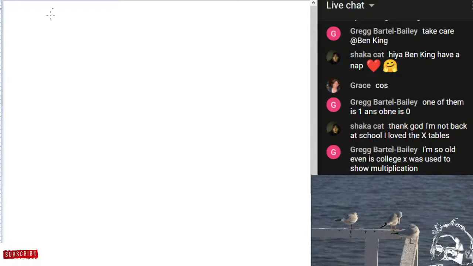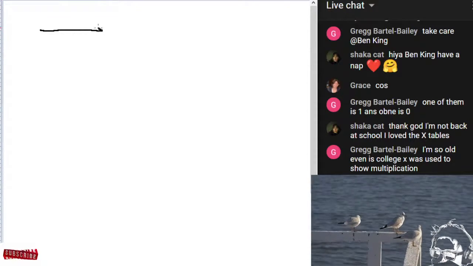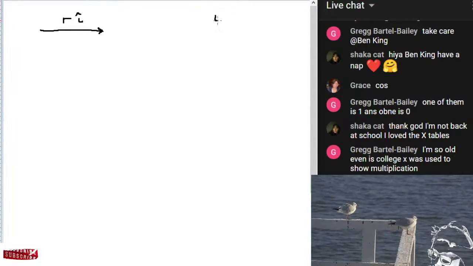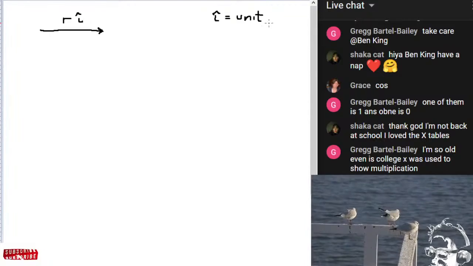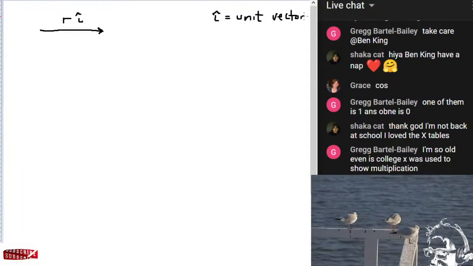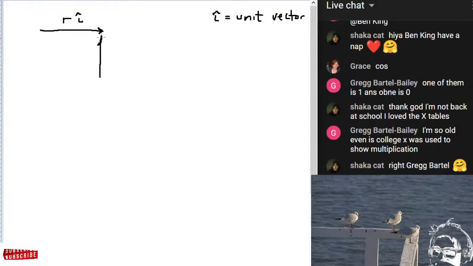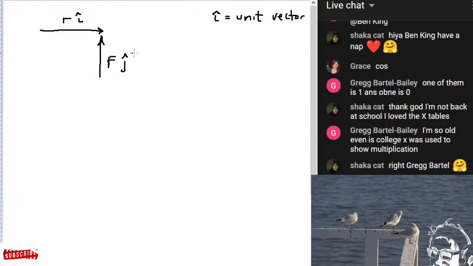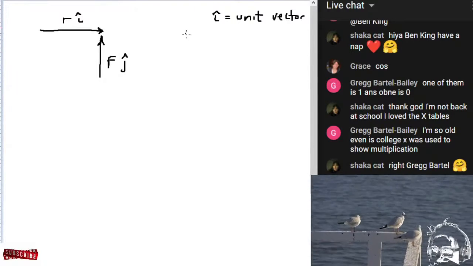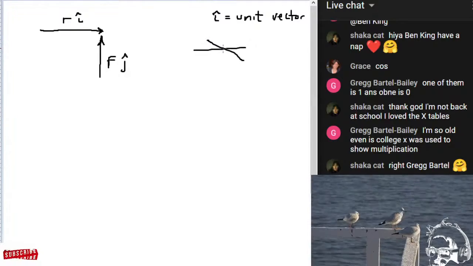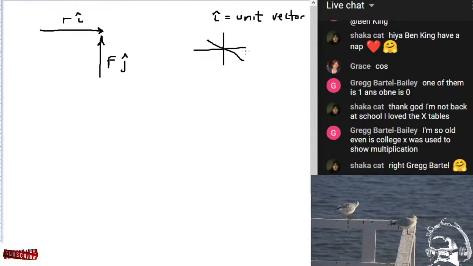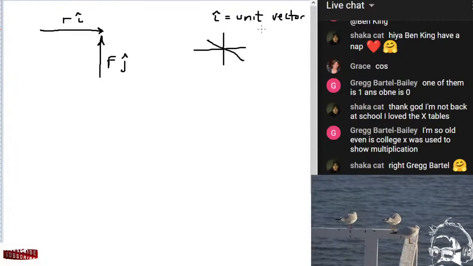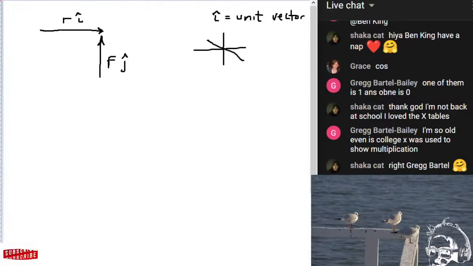So we've got here is R, and it's in the I hat direction. Remember I hat? I hat is a unit vector. Remember, this goes back to kinematics. And this is F, and we'll call this J hat. So we have this, remember this thing we did before? Let's see, R cross F, X, Y. Three-dimensional, we don't really need that.